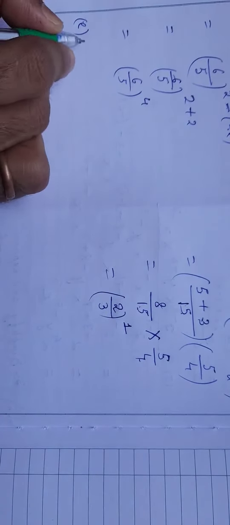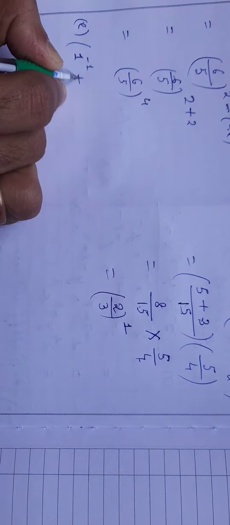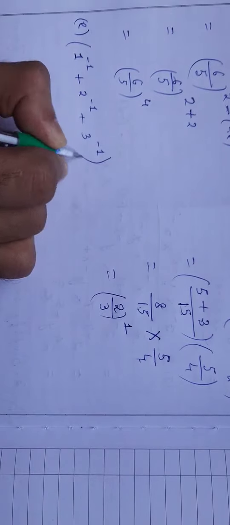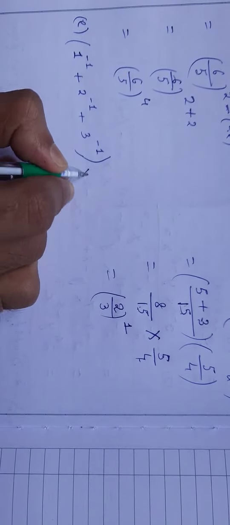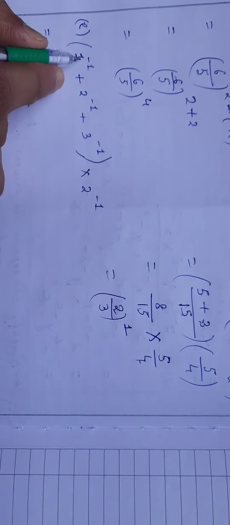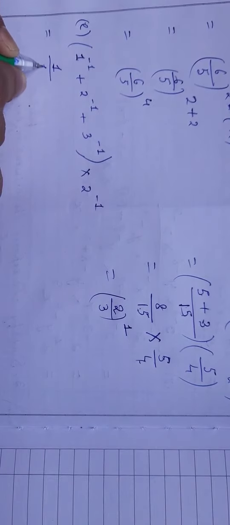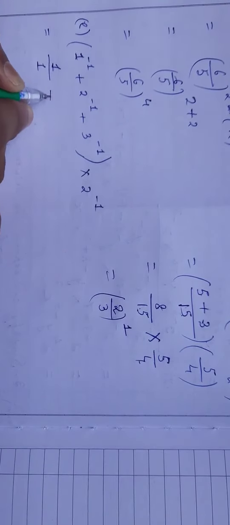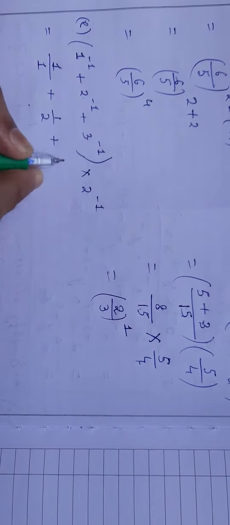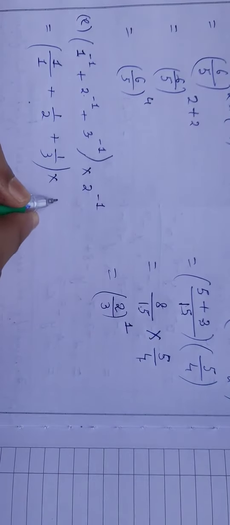Next question is 1 to the power minus 1 plus 2 to the power minus 1 plus 3 to the power minus 1 within a bracket, and then 2 to the power minus 1. So once again we will be applying the same formula, that is a to the power minus n, which is 1 by a to the power n. So it is 1 by 1, plus 2 to the power minus 1, that means 1 by 2, plus 3 to the power minus 1 means 1 by 3 within a bracket, into 2 to the power minus 1, that means 1 by 2.